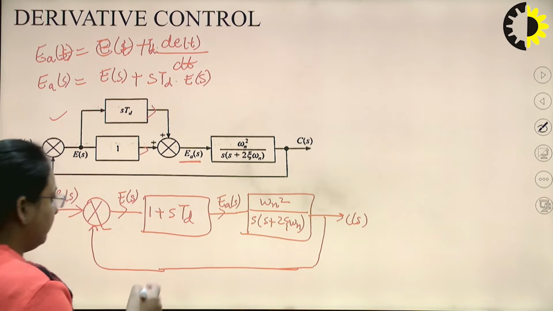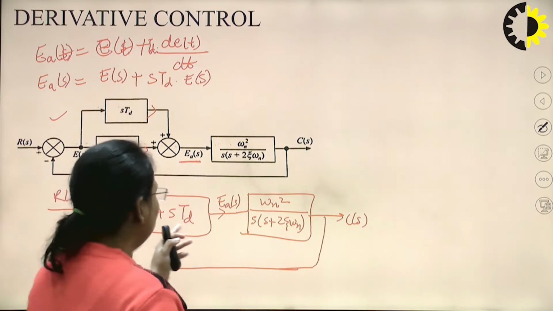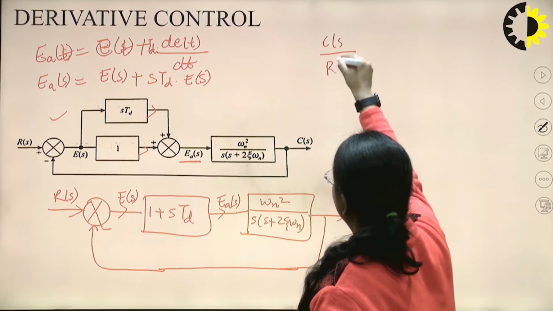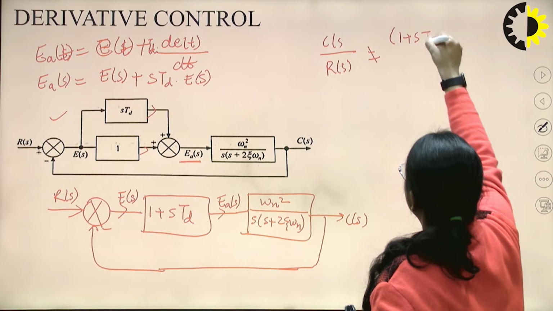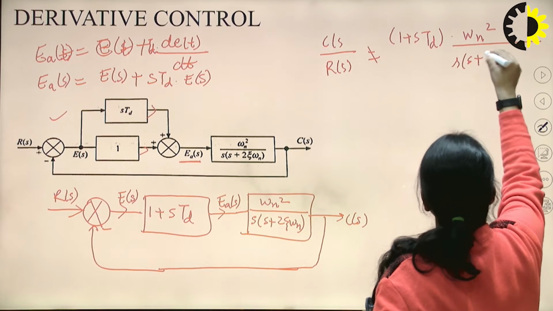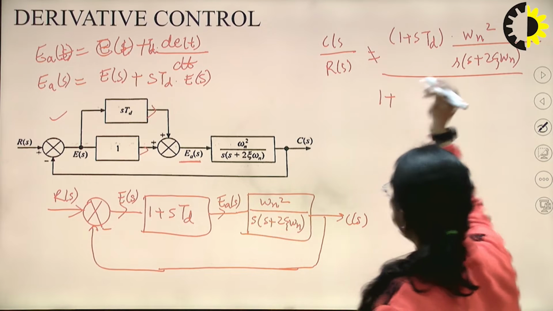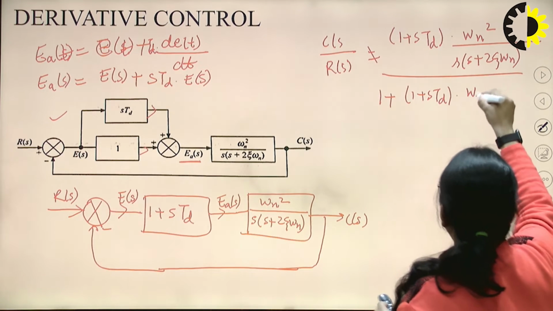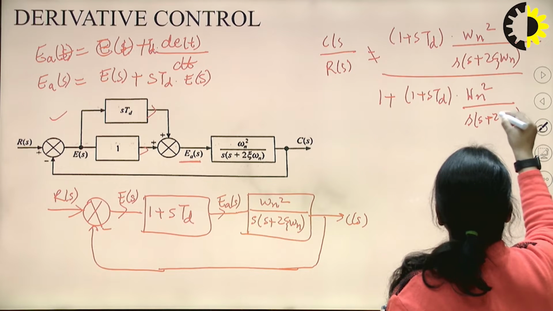Now from here you can see this is G(s), the forward path gain for this system, right. So we can find out the transfer function for this system, that will be C(s) upon R(s), which will be equal to the forward path gain, (1 plus s T_d) into omega n square upon s into (s plus 2 zeta omega n). Since it is a unity feedback system, I can write it as 1 plus (1 plus s T_d) into omega n square upon s into (s plus 2 zeta omega n), right.